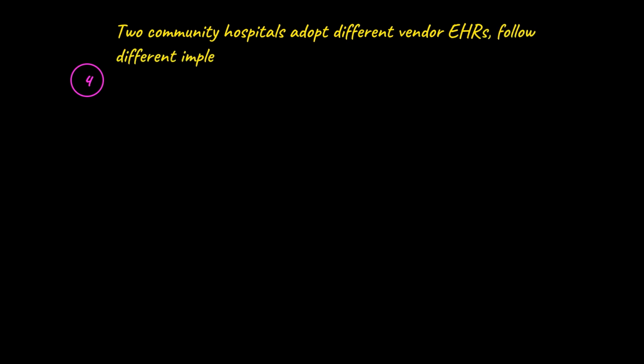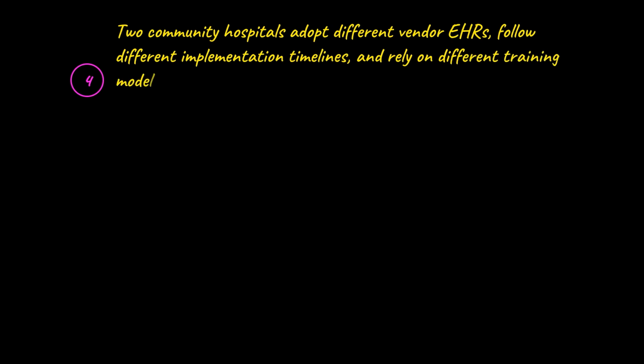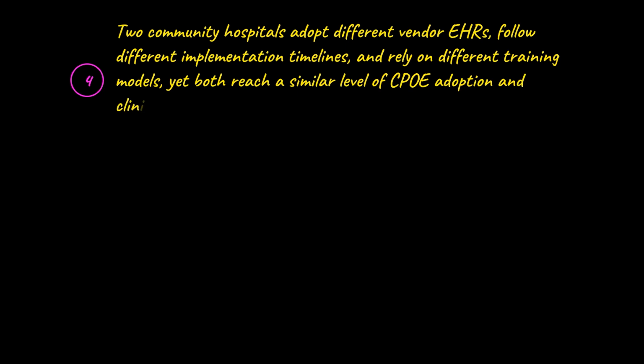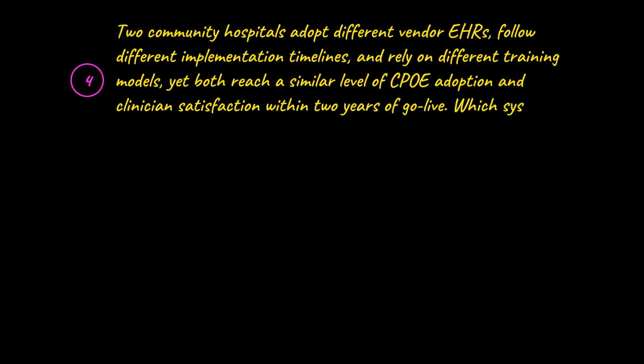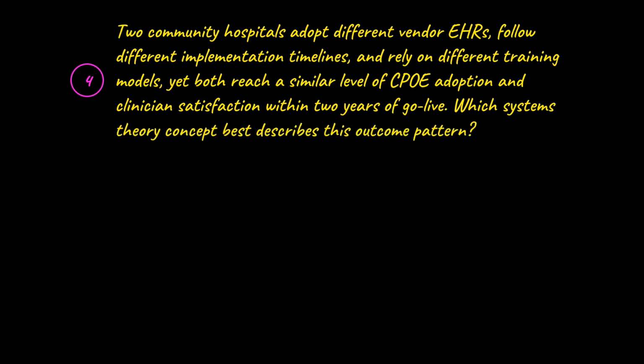Question 4. 2 community hospitals adopt different vendor EHRs, follow different implementation timelines, and rely on different training models, yet both reach a similar level of CPOE adoption and clinician satisfaction within 2 years of go live. Which systems theory concept best describes this outcome pattern?